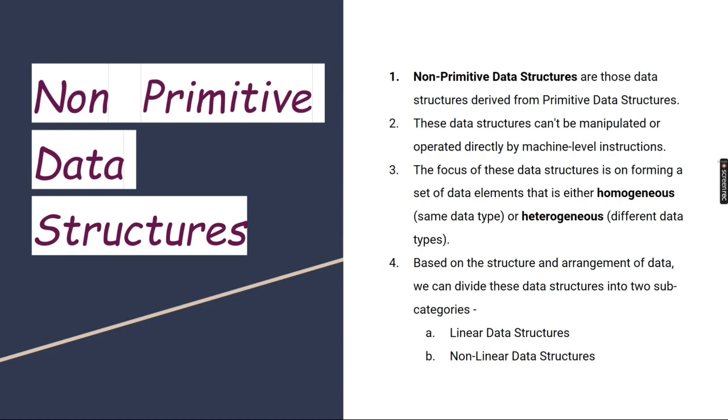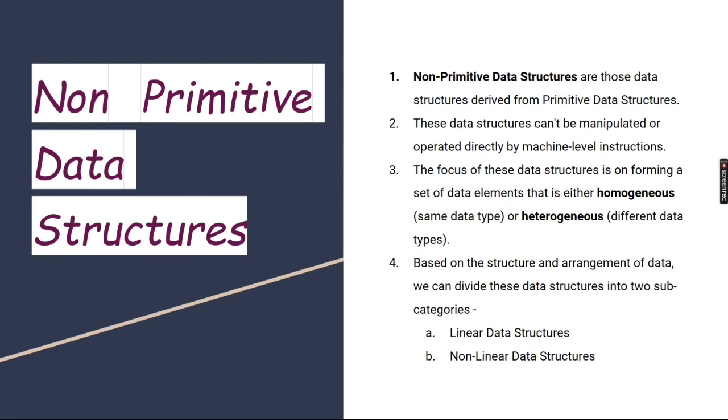Second is non-primitive data structures. Non-primitive data structures are those data structures derived from the primitive data structures. Second, these data structures can be manipulated or operated directly by machine level instructions. Third, the focus of this data structure is on forming a set of data elements that is either homogeneous, the same data type, or heterogeneous, different data types.